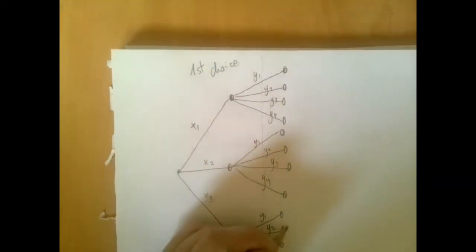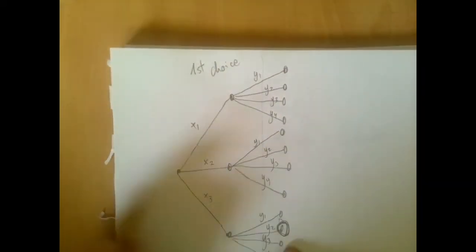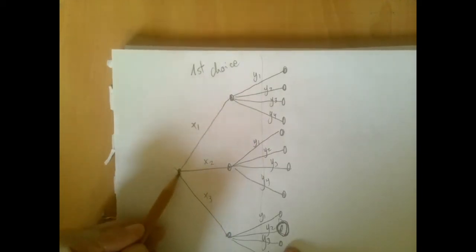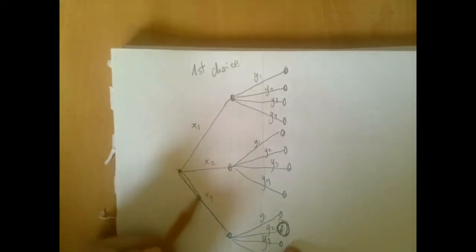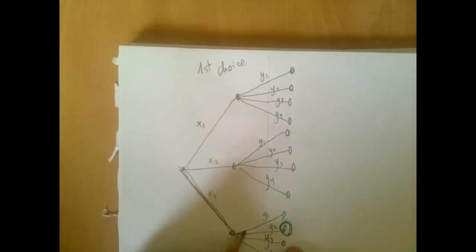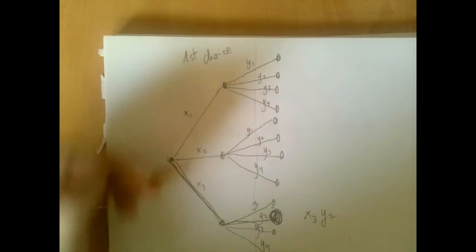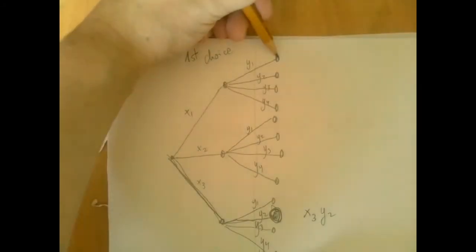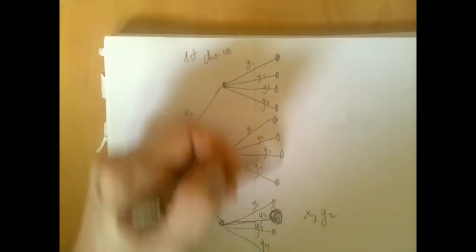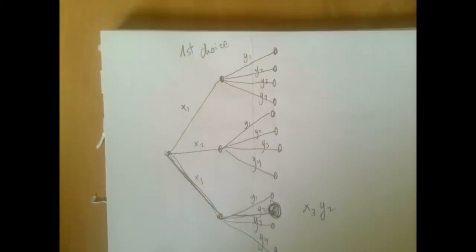Now what would this outcome be? Start at the root of the tree and read it out, and that's the choice. So for shirt, it's X3, for shoe, it's Y2. So this end here represents the outcome X3, Y2. This should be X1, Y1, right? And so we have 4 plus 4 plus 4, that is our 12 outcomes.